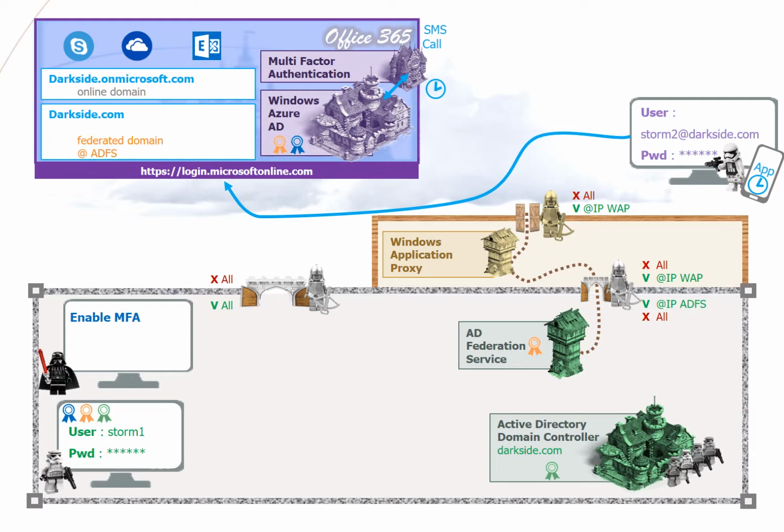With the second factor and the password, you are authorized to access Office 365, and you retrieve all the necessary tokens to access all your services. That's a little more complicated than that, but we are going to see that in a future video. So now, what did it change for our pirate?